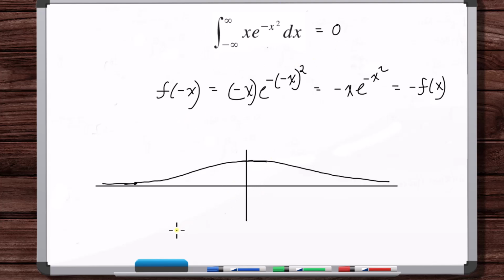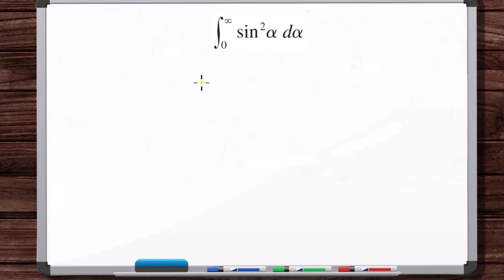If you're integrating an odd function from minus a to a, the integral is 0. Same thing from minus infinity to infinity. Okay, so this is the limit as t approaches infinity.